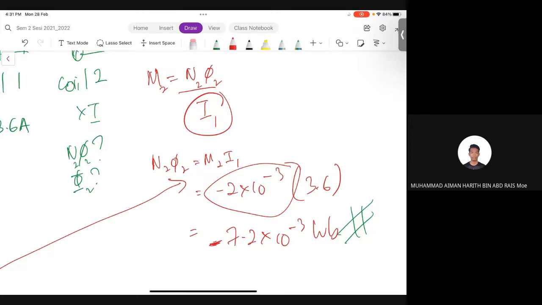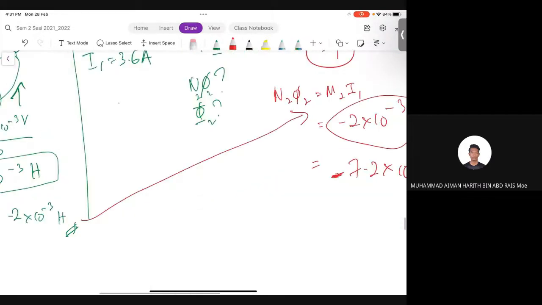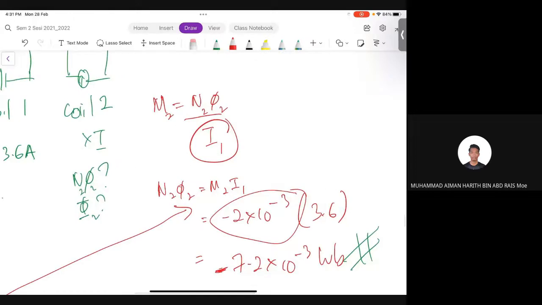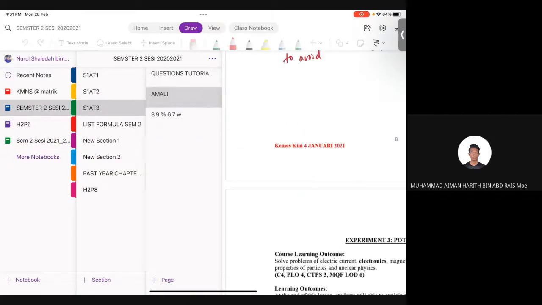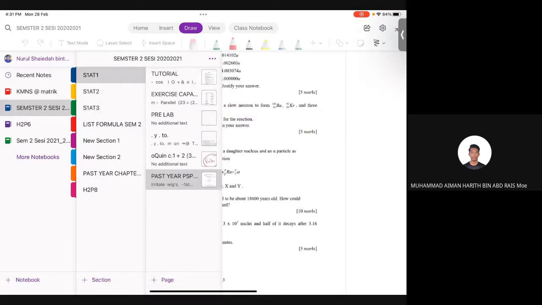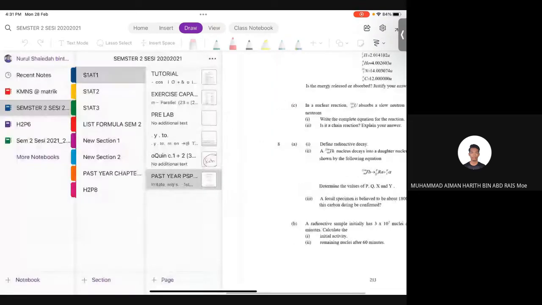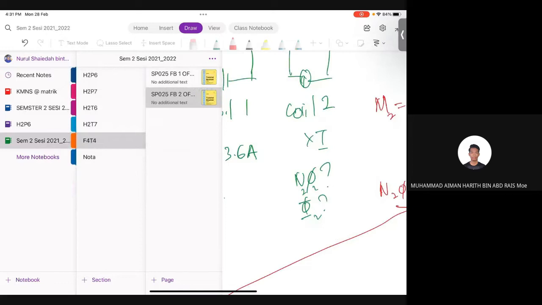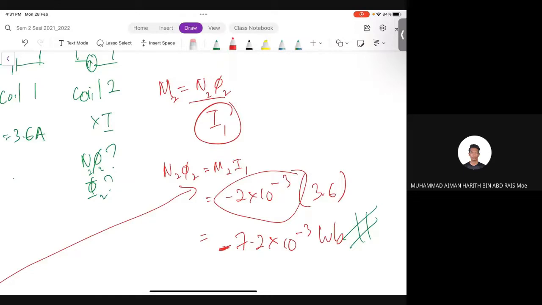M ni jarang ada negatif, tapi kat jawapan you dia letak negatif. Kalau saya tengok pasir, semua adalah sentiasa positif. Jawapan yang terbaru ni semua akan jadi positif. Dia dah tak nak confuse antara negatif tu due to Lenz law. Negatif tu kita memang nak tengok the direction, so your answer memang semua akan jadi positif.